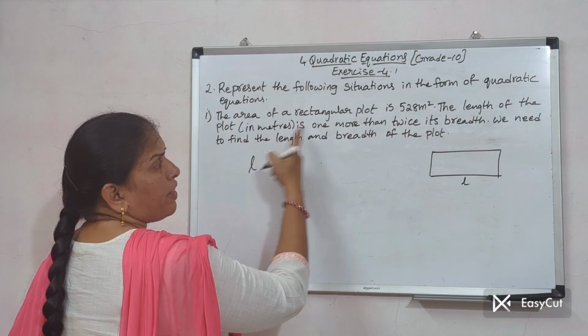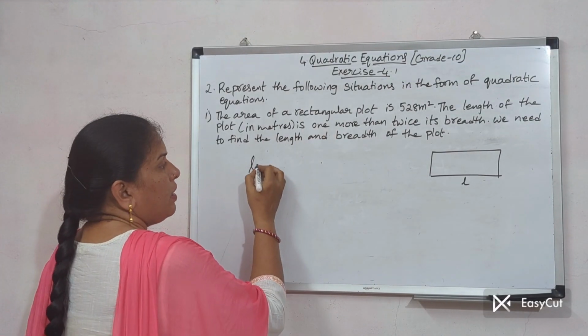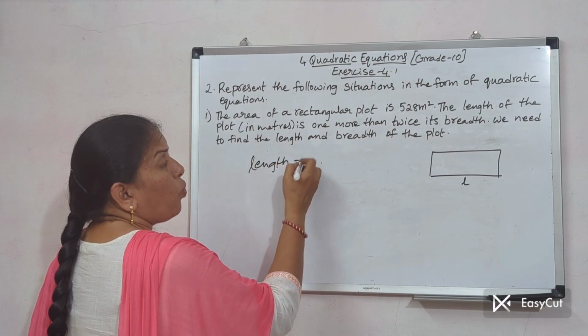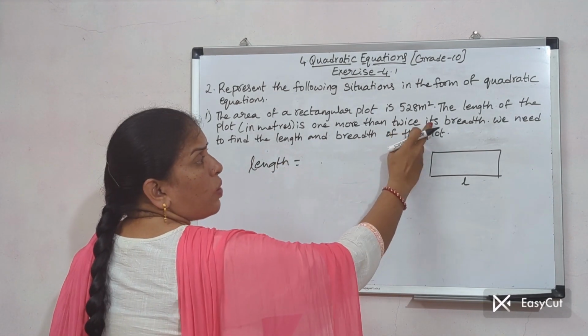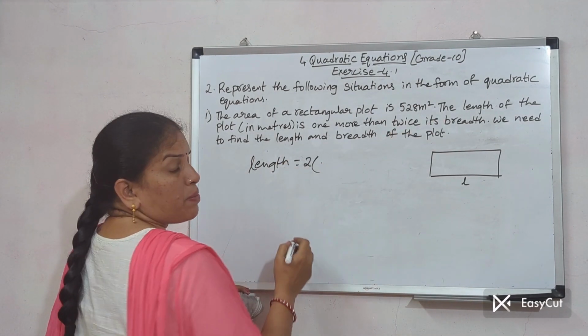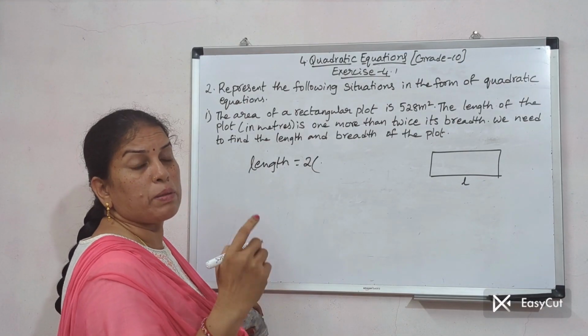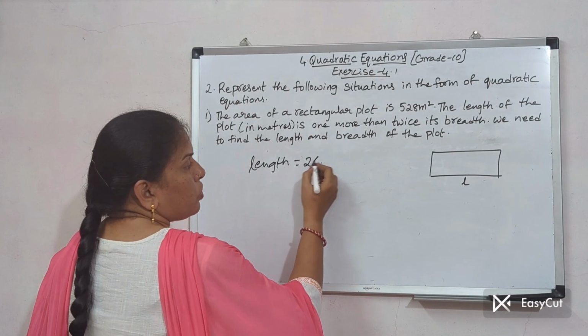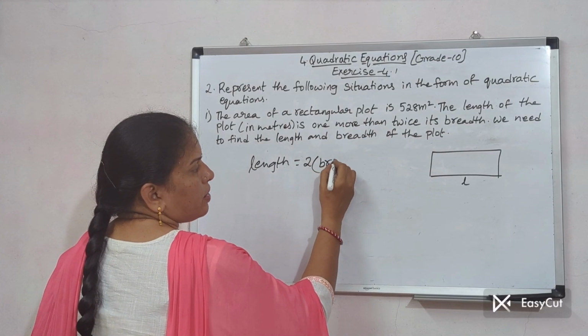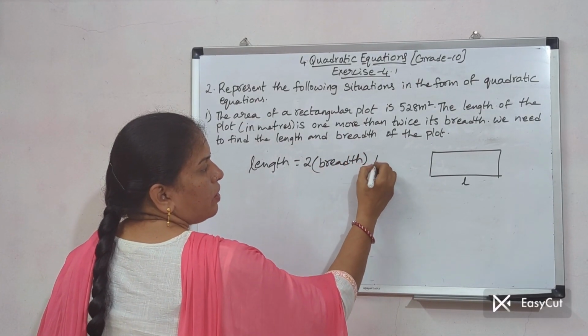According to the question, length is equal to 1 more, so you must add 1, to what? Twice its breadth. Twice means I told you 2 times. 2 times means 2 into. If we keep a bracket, it is 2 into breadth, you know. So length is 2 times its breadth plus 1.